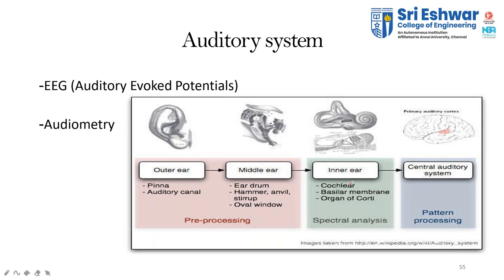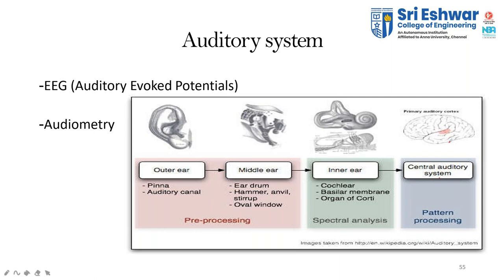Okay, so where we have cochlear, basilar membrane, organ of Corti. This is spectral analysis. After that we have the central auditory system, pattern processing. So your sound reaches through these blocks: outer ear, middle ear, inner ear, and central auditory system, so that whatever sound signals are received by your ear will be sensed by the brain. Okay, because it is responsible for the auditory system.